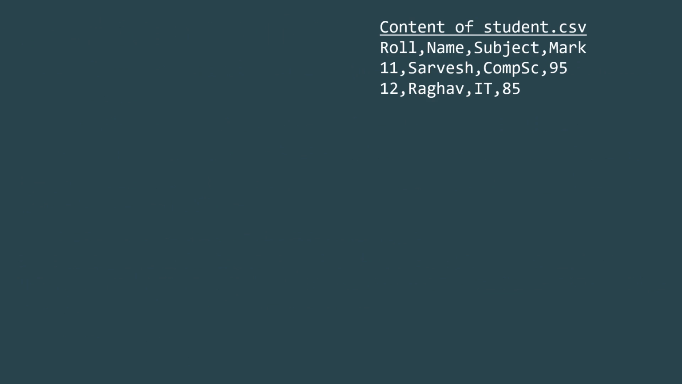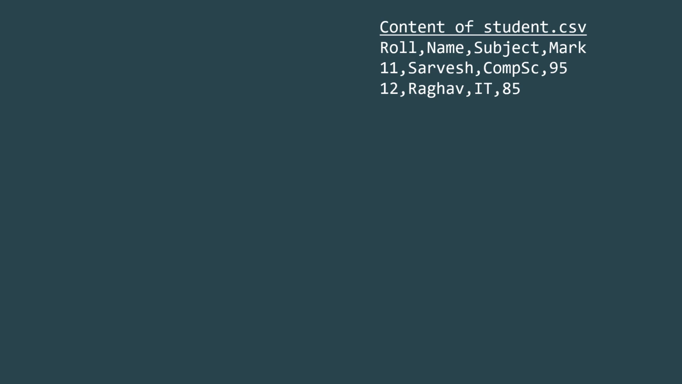Now consider this is a file student.csv. You can see the file is like this. You can just create a file in your Notepad also. It's a normal text file only. The only thing is that your record fields have to be separated by commas. The content of the student.csv file is: roll, comma, name, comma, subject, comma, mark. The first line indicates the header, or you can say the column names. Within that, I have put two record values: roll number 11 with name, subject and mark, and roll number 12 having some name, subject and mark. So there are two records and one column header.